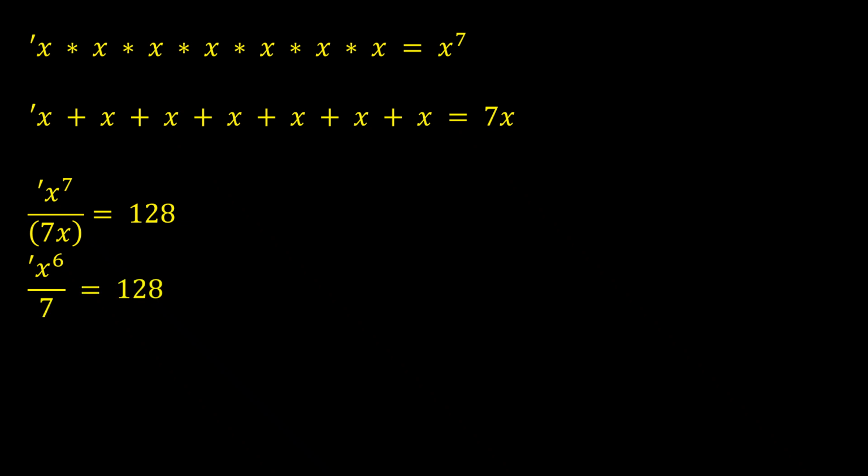Simplify the fraction by dividing x to the power of 7 by x. This simplifies to x to the power of 6, all divided by 7 equals 128. Multiply both sides of the equation by 7 to get x to the power of 6 equals 128 times 7. 128 times 7 is 896, so x to the power of 6 equals 896.